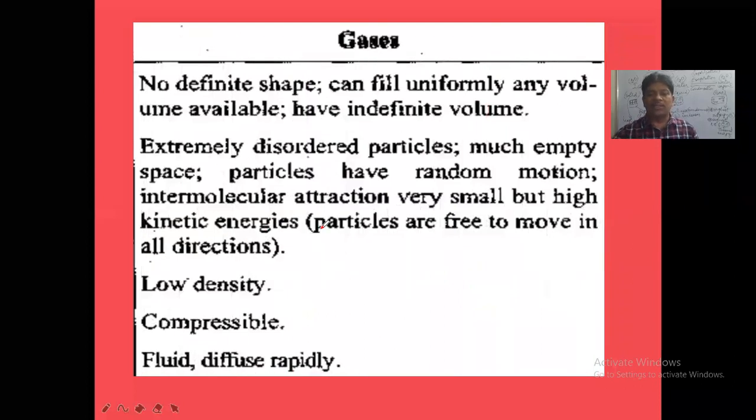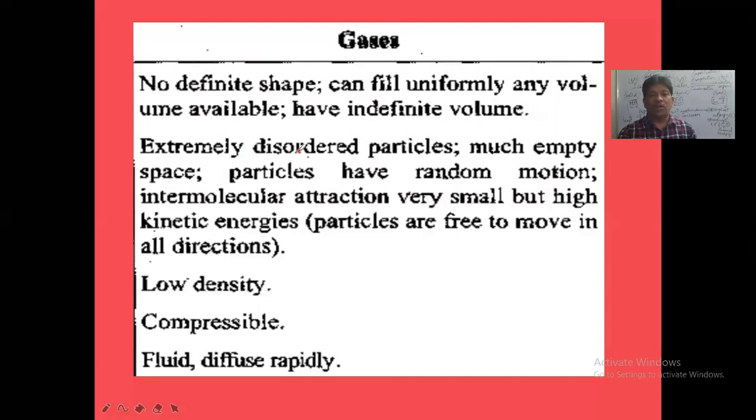And all these properties of gases, liquids and solids I will be sending today. Please go through all of them. Already you know these things. Suppose you take gases: they have no definite shape. They can fill uniformly any volume available, and they have no definite volume. So when you take a gas in a gas cylinder, the cylinder volume is equal to the gas volume. Gases take the volume and the shape of the container in which they are stored. So no definite shape, no definite volume for gases.